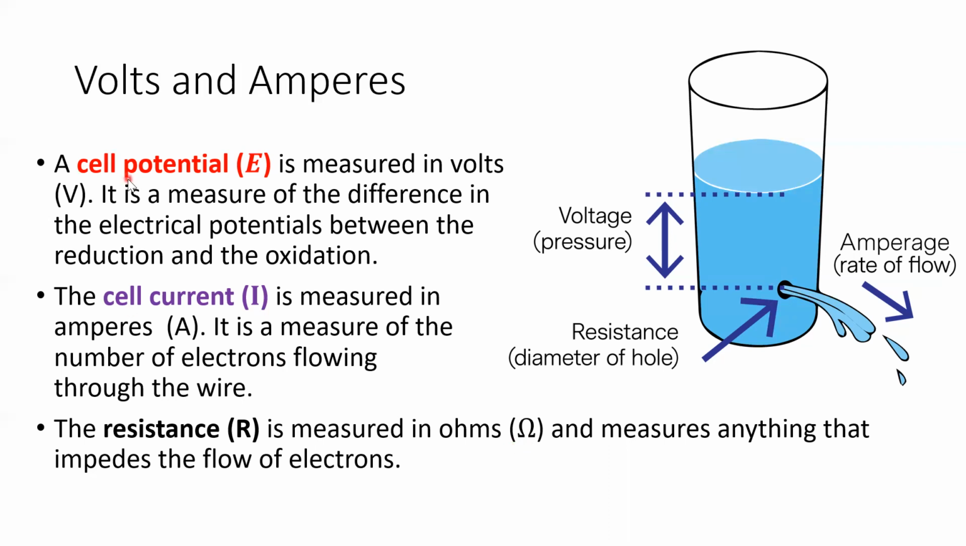So the cell potential is measured in volts, and it has to do with the electrical potential difference between the reduction and the oxidation half reaction. The current is the flow of the electrons through a wire, and the resistance measures anything that acts in opposition to the flow of electrons.